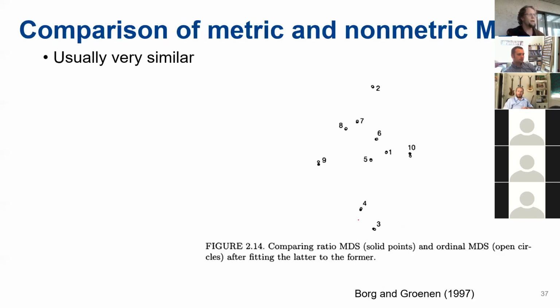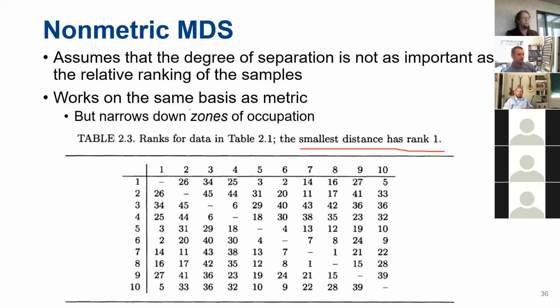And then we proceed on the same basis as metric MDS, but it narrows down zones of occupation. So we know that this sample is closer than another sample, but further than a third sample. And so we wind up with this zone of occupation. So again, if we're looking at one sample, we know that another sample up here must be closer than a third sample, but must be further than that sample. And so that sample must fall somewhere in that zone relative to that guy.